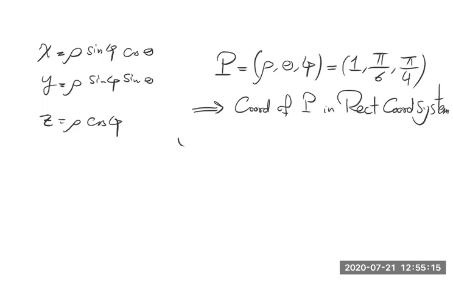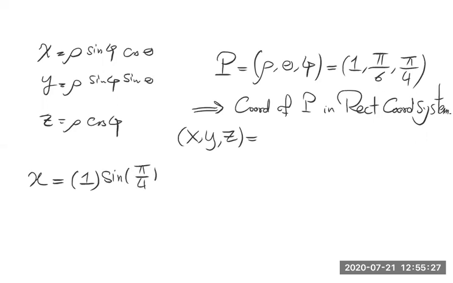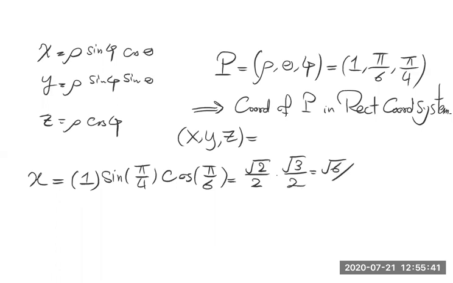Okay, so we need to find x, y, and z. Well, what is x? X is rho, which here is 1, times sine of phi, which here is pi over 4, times cosine of theta, which here is pi over 6. Sine of pi over 4 is the square root of 2 over 2. Cosine of pi over 6 is the square root of 3 over 2, so it's the square root of 6 over 4. So that's x.